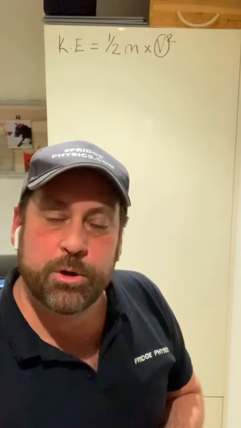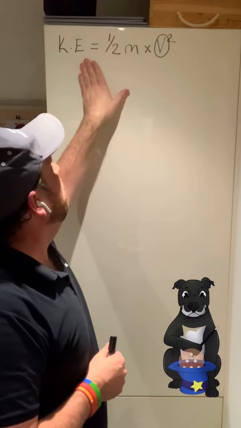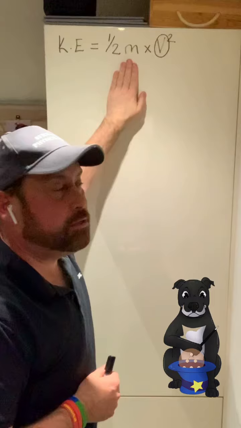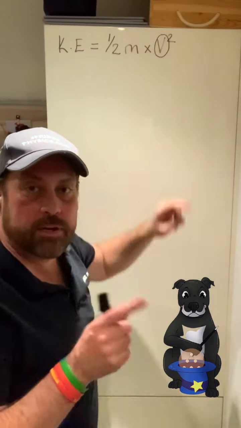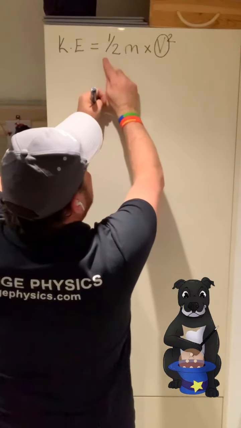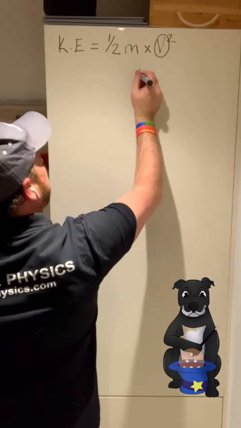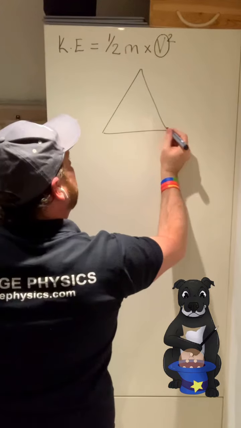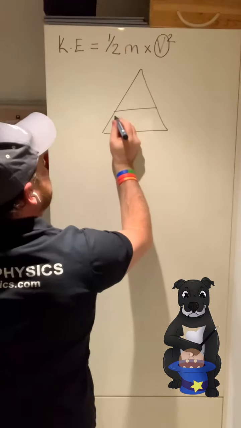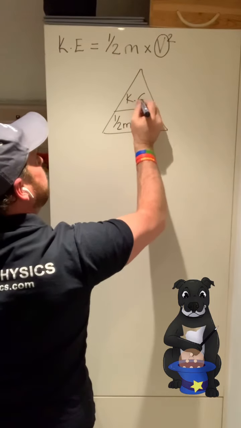Say, for example, you're posed a question asking you to calculate the velocity of a moving object. You know the kinetic energy and you know the mass of the object. You need to isolate V. The first thing you need to do is put it into the magic triangle. As you can see, these variables are multiplied together, so this section goes on the bottom: half mass times V squared, and kinetic energy goes on the top.